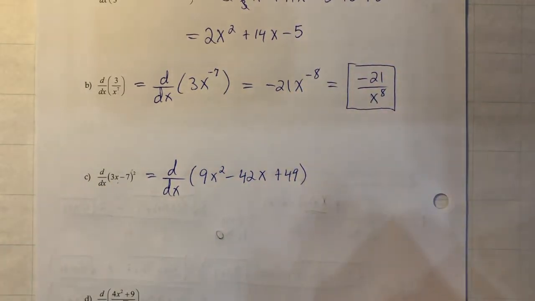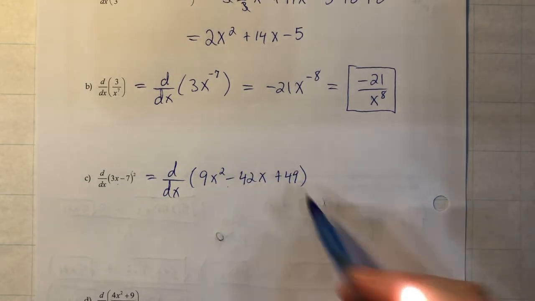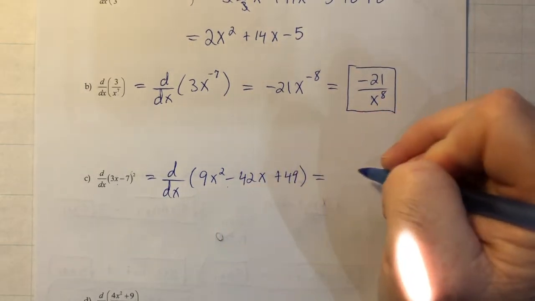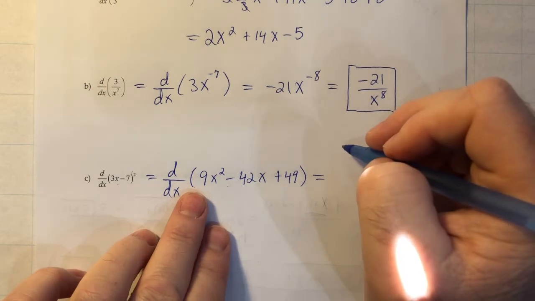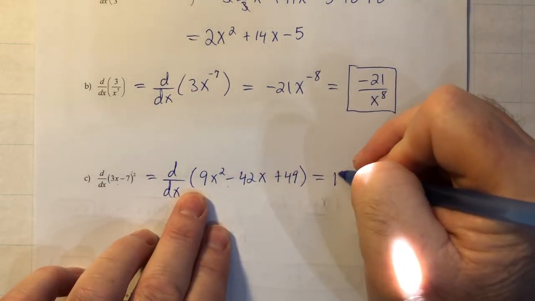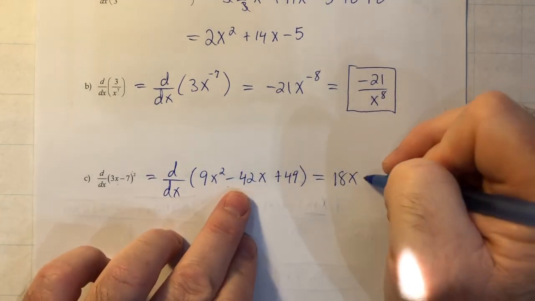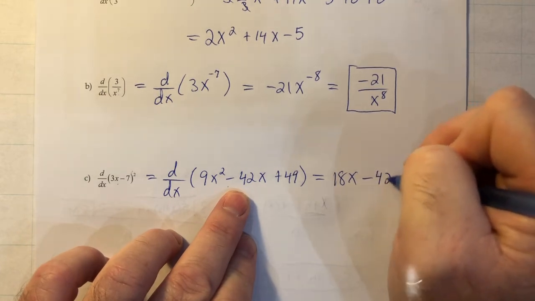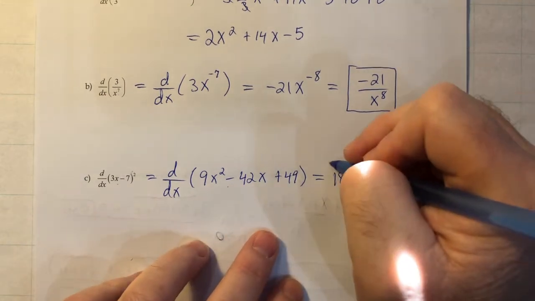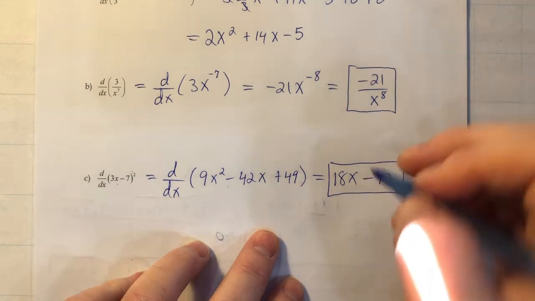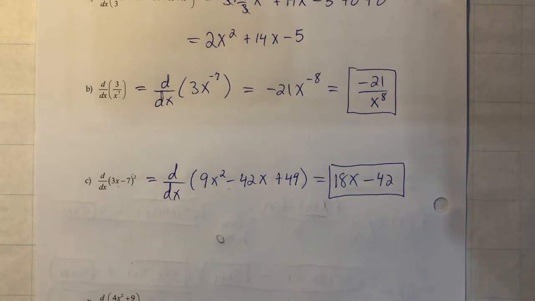Now we just have individual terms, and we do have a rule that says we can differentiate term by term. So just going through and using the power rule, bring the 2 down, you get 18x. Here you just take the coefficient, and the constant goes to 0. So 18x minus 42 for our derivative.